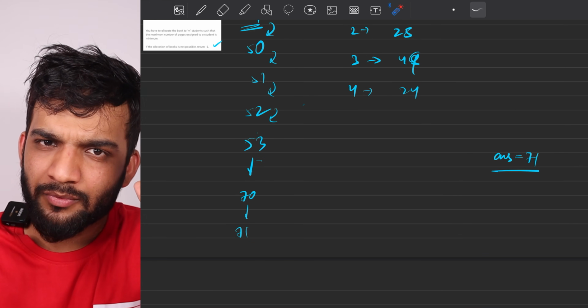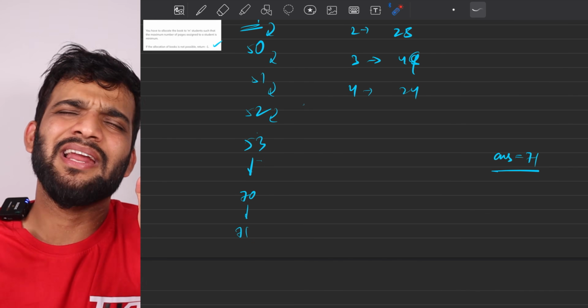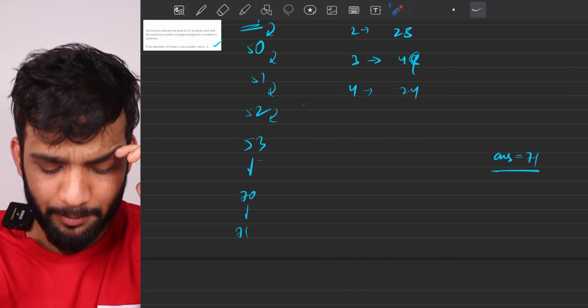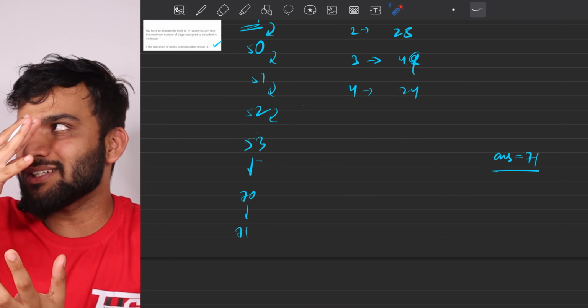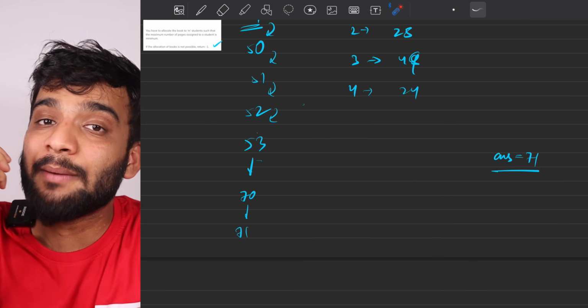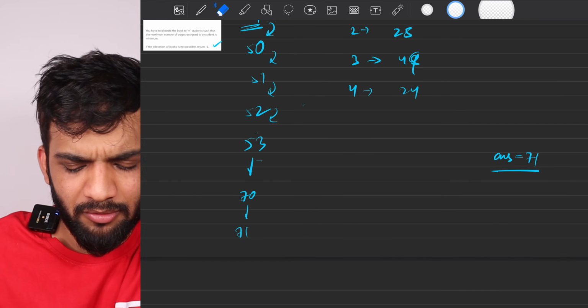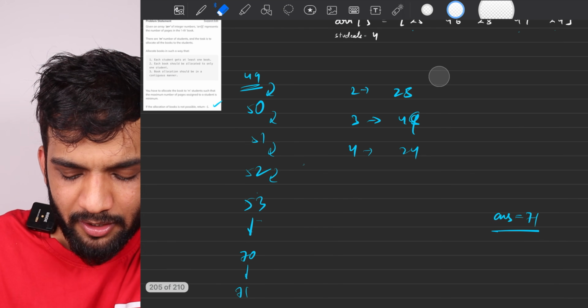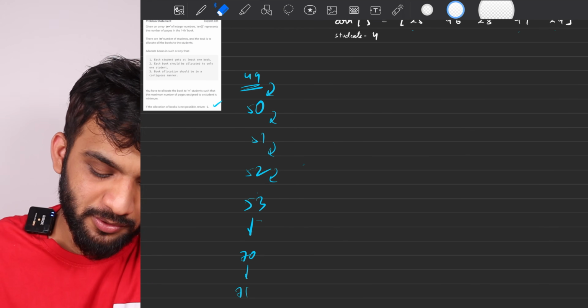But if I ask you, till what can be the maximum possible answer? Because what if I don't get it? I just can't keep on going, right? What can be the maximum possible answer for any of the case? Just try to think of the range.